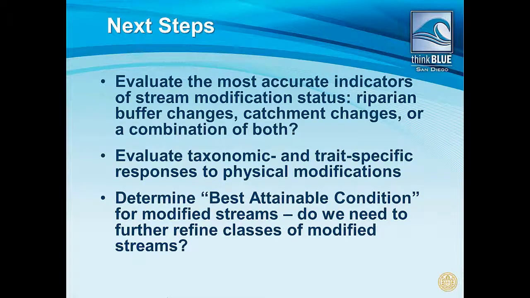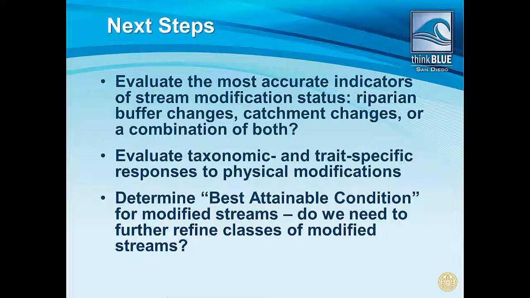So the next steps: we want to keep evaluating the most accurate indicators of stream modification status, and part of this is the spatial scale issue. I did not present the catchment information. That gave us some other interesting insights, so we plan to do a little bit more with that and look at what the right scales are. We also want to look more at the biology, the macroinvertebrates, but also algae metrics and measures along with the macroinvertebrates, to see if we can come up with a good idea of biological expectations given certain physical modification status, and really do a little more ground truthing on this.